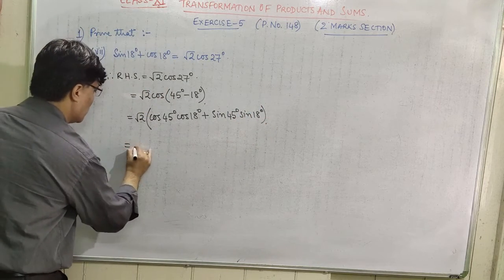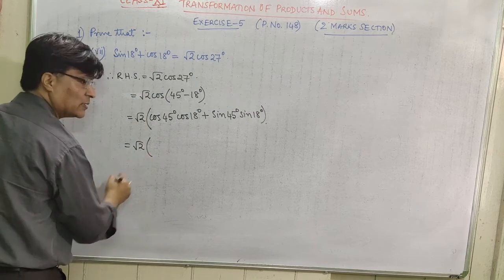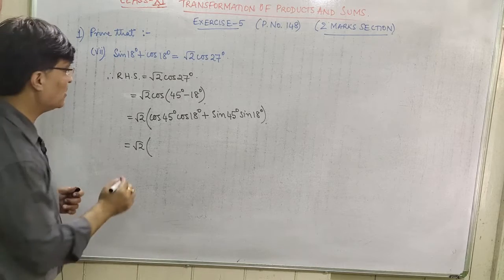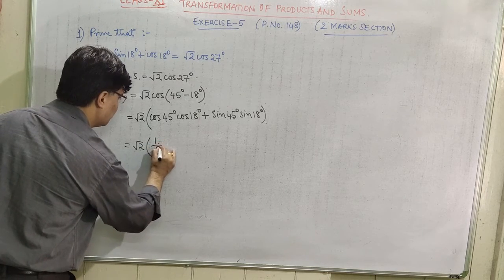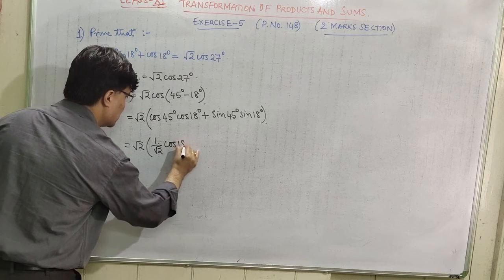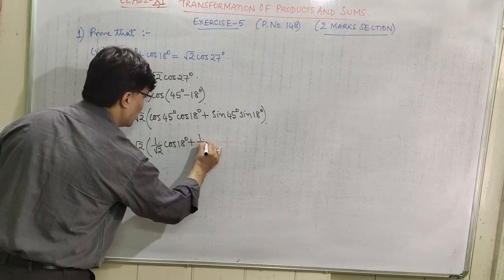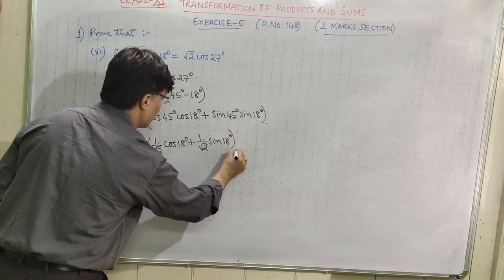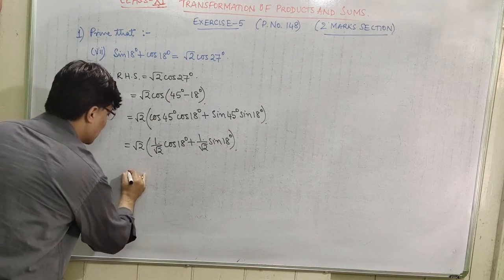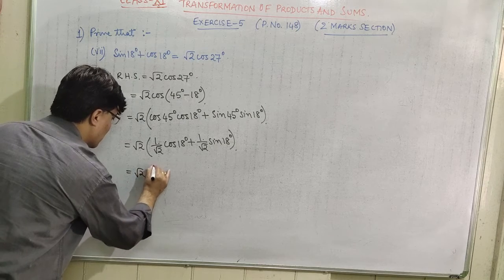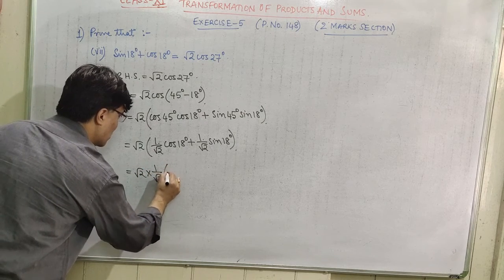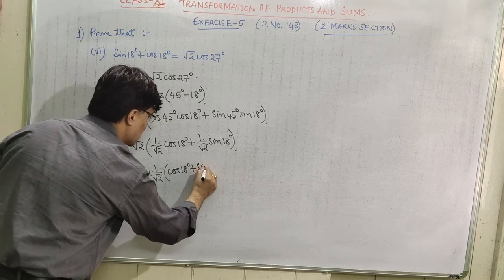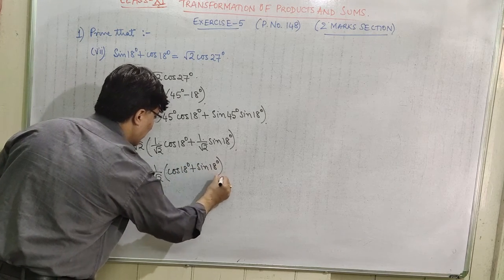Right? So which is equal to root over 2 within bracket. What is the value for cos 45? You know that 45 degrees is the standard angle. That is 1 by root 2. Cos 18 degree plus sin 45 degree is 1 by root 2 into sine 18 degree. Okay, so you can take common here root 2 into, what is common here? 1 by root 2 is taken common. So within bracket we have cos 18 degree plus sine 18 degree, bracket is closed.